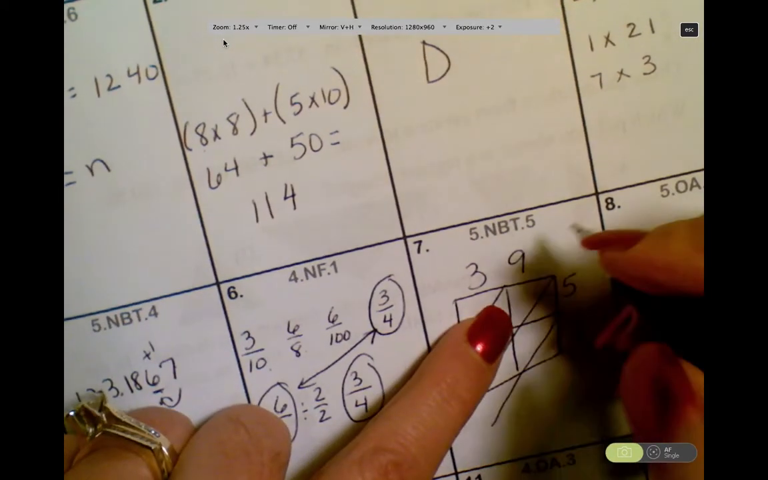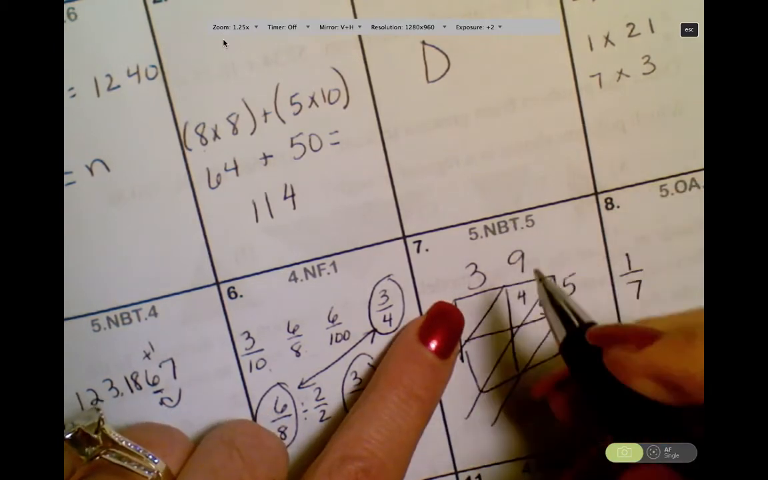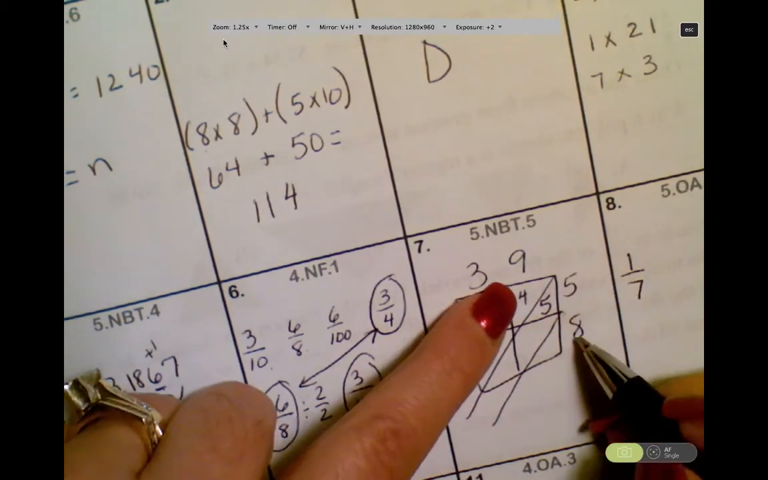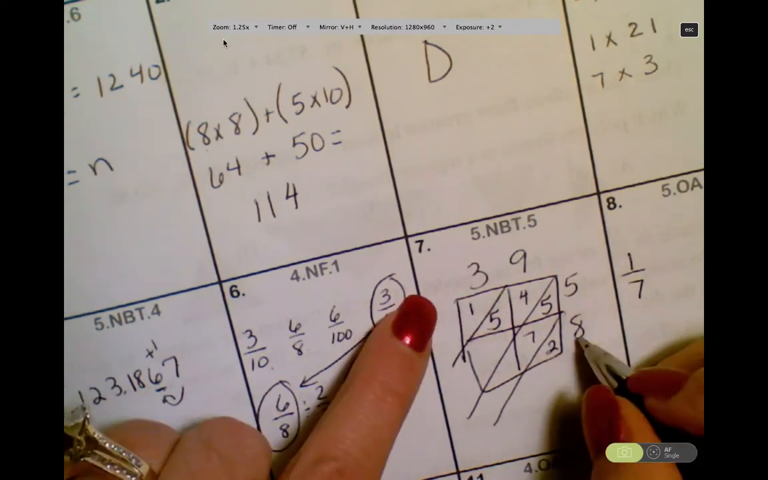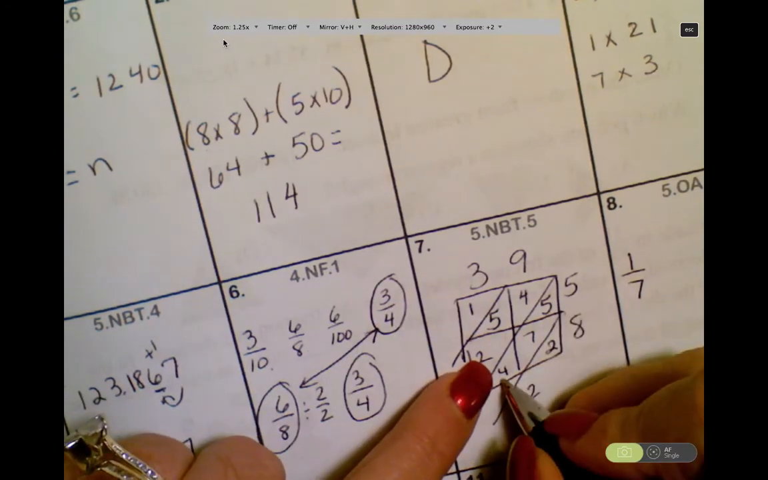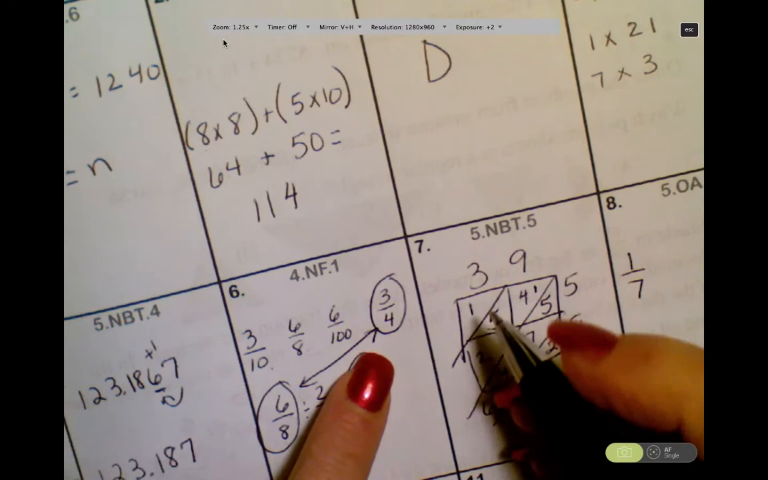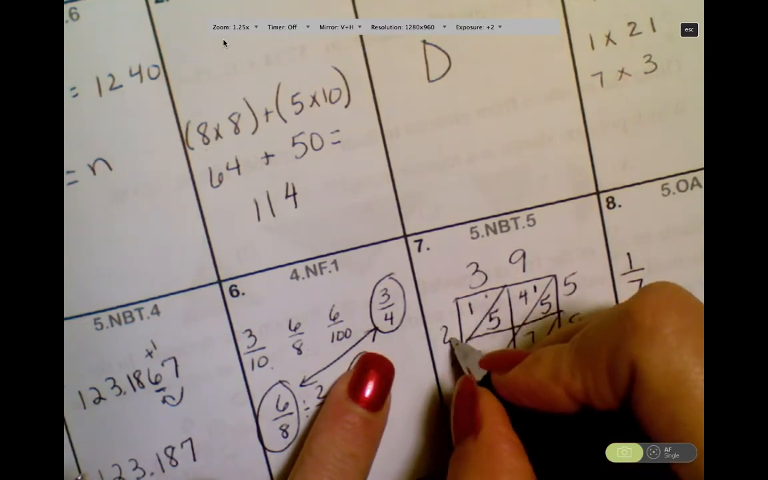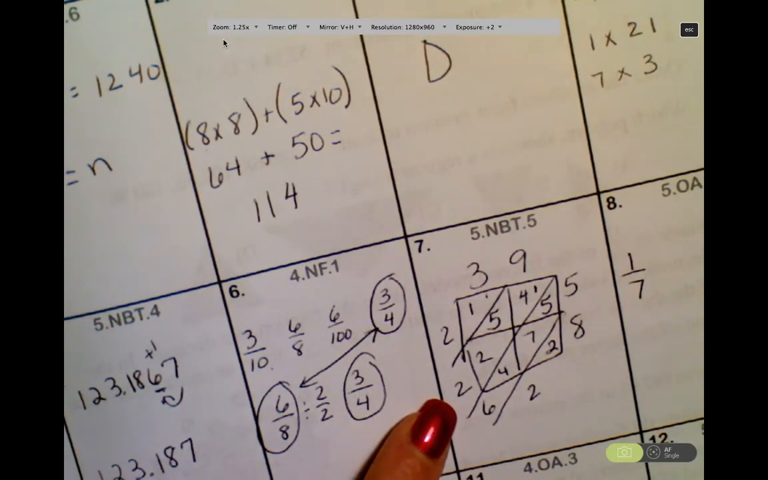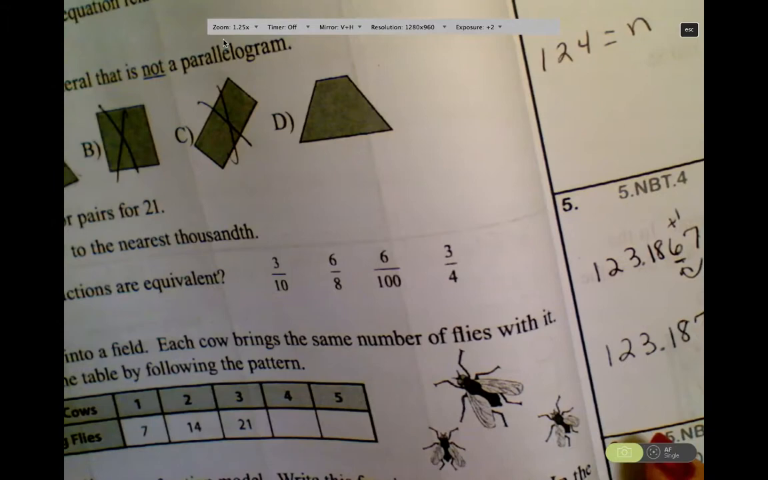All right, 9 times 5 is 45. 5 times 3 is 15. 8 times 9 is 72. 8 times 3 is 24. Add it together, that's 2. 9 and 7 is 16. Carry my 1. 10, 11, 12. Carry my 1. 2,262.